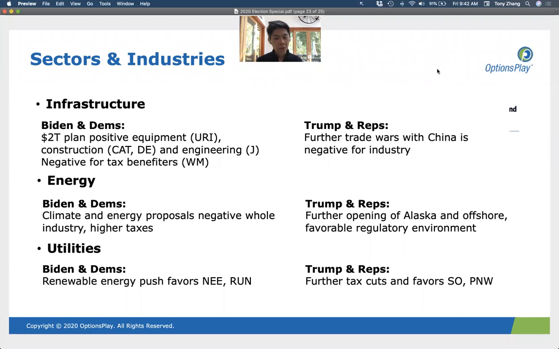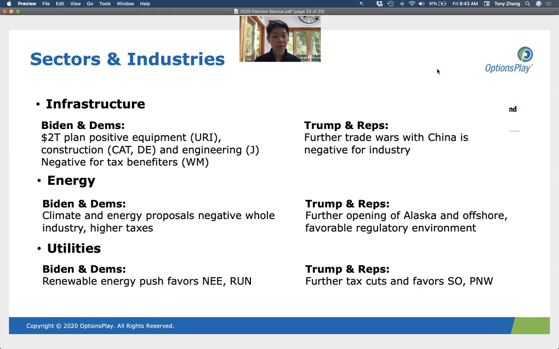When we look at infrastructure, this is really where, as I was saying before, Biden has put together a $2 trillion infrastructure plan. Now, granted, whether or not he'll be able to pass that is a completely different issue, but the $2 trillion infrastructure plan has a lot of net beneficiaries. Everything from equipment rentals like URI, the biggest equipment rental company here in the US, to construction companies like Caterpillar and Deere, engineering firms like Jacobs Engineering.